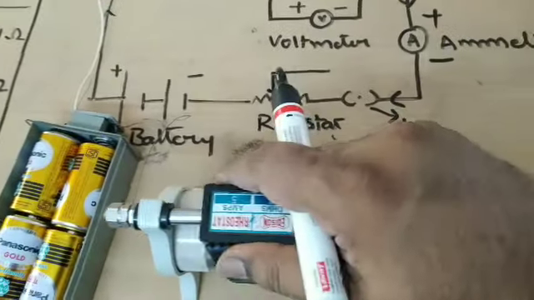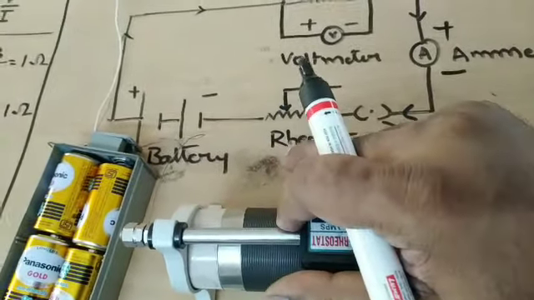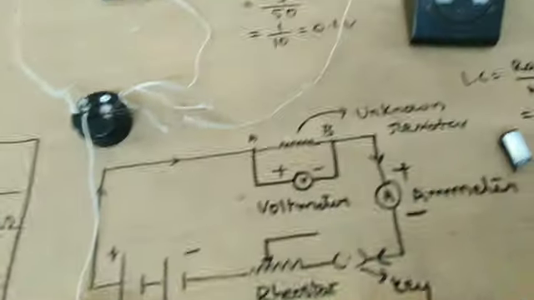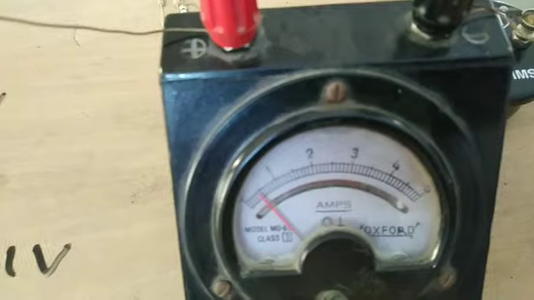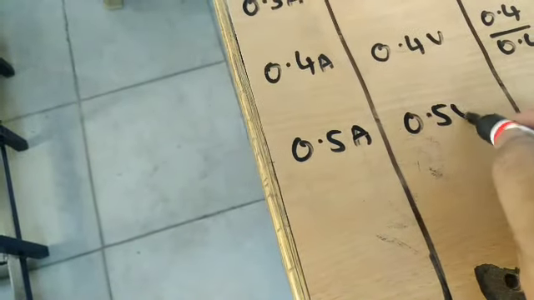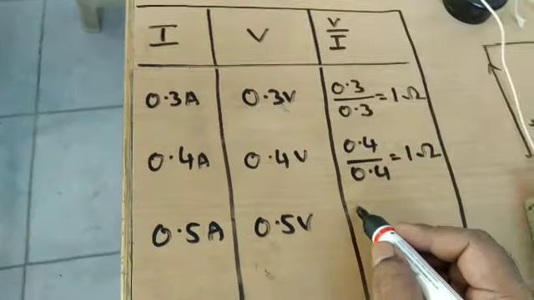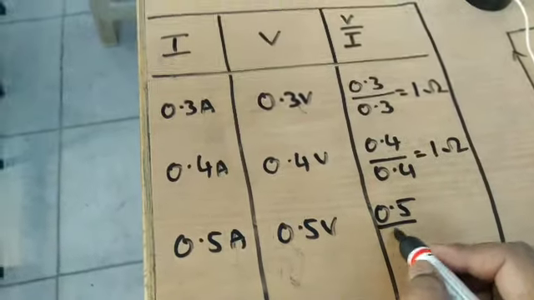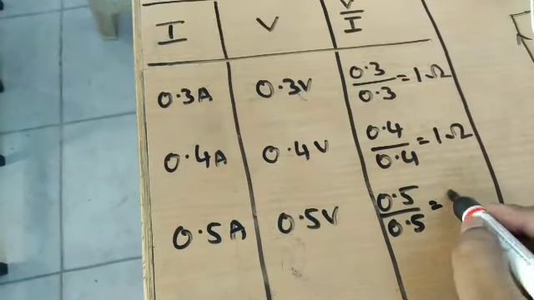Now adjust this slider position again. I will adjust it in such a way that the ammeter value will increase again. What is the reading here? 0.5 amperes. Again observe the reading on the voltmeter. It is also 0.5. So record the observation. 0.5 amperes, 0.5 volts. V by I is how much? 0.5 divided by 0.5 equal to 1 ohm.